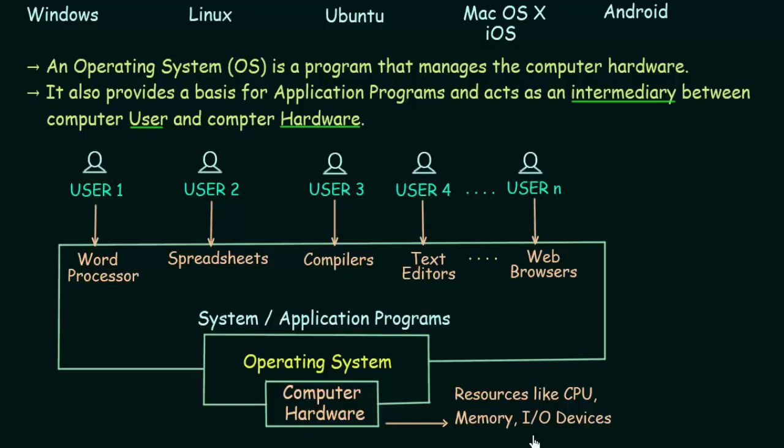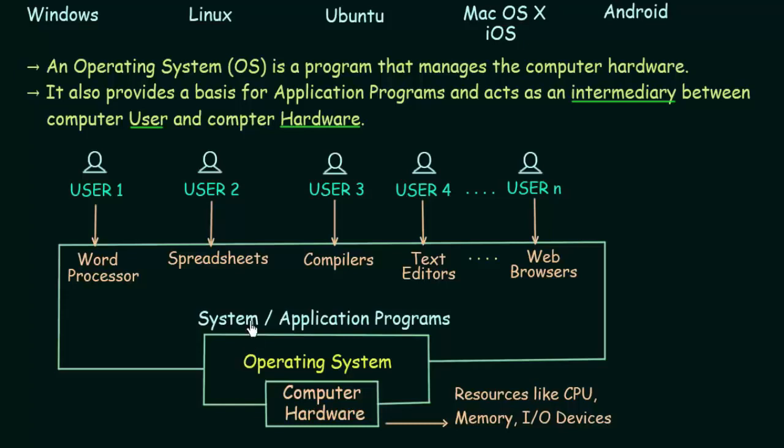So all these things fall under computer hardware. So we generally refer to them as resources. Alright, and then on top of this we have the operating system, but for now let us just forget this operating system for a while. Let's just assume that it is not there.